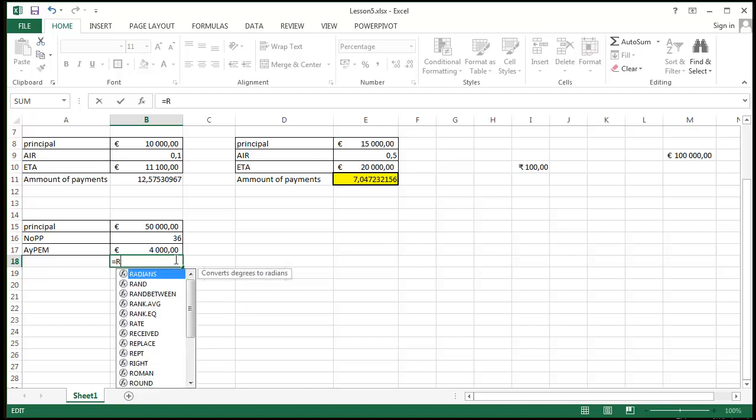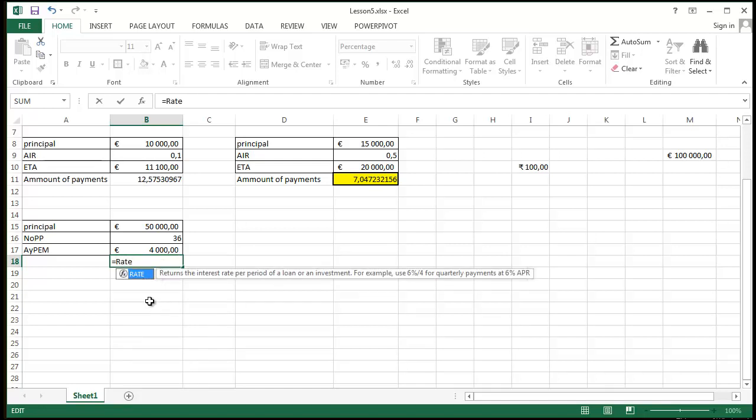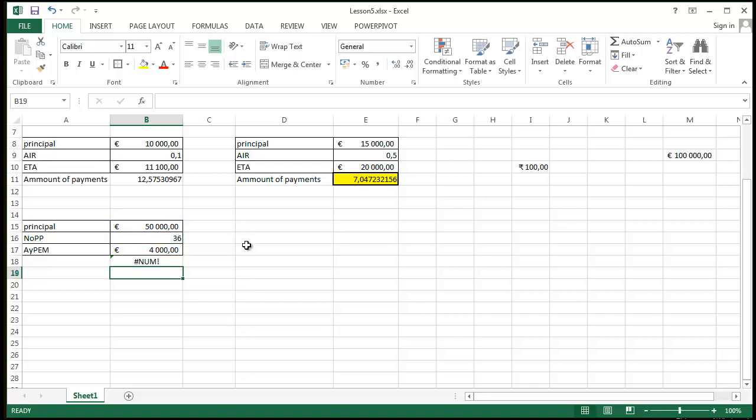Okay, so let's use the rate function. And first off, what you want to use is the number of payments. Next, we go to monthly payments. And last, we go to the principal. Just for you to know, there will be an error right now. How so? Well, first off, remember I was talking about the incoming and outgoing money. Well, what you pay is the outgoing money. So you're supposed to actually put in a minus here. And this will show you the percent of the payment you will make for this loan.